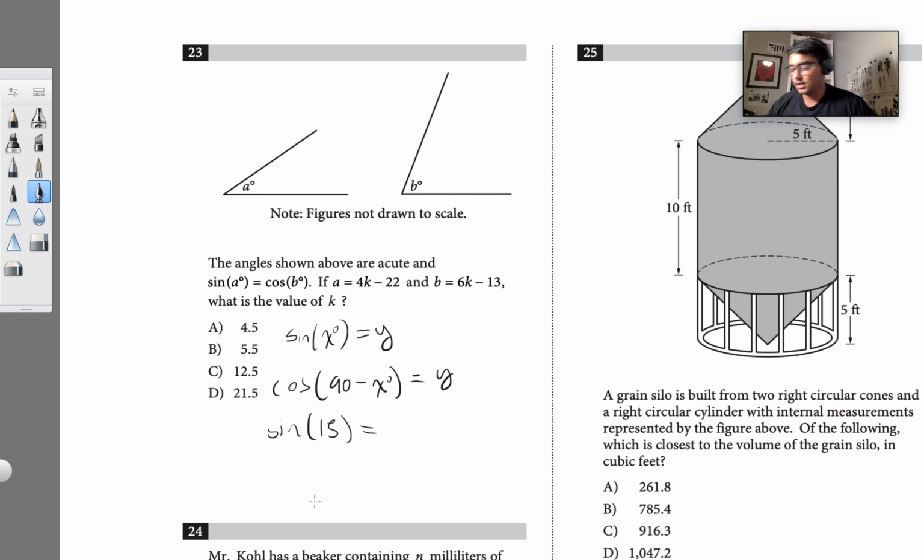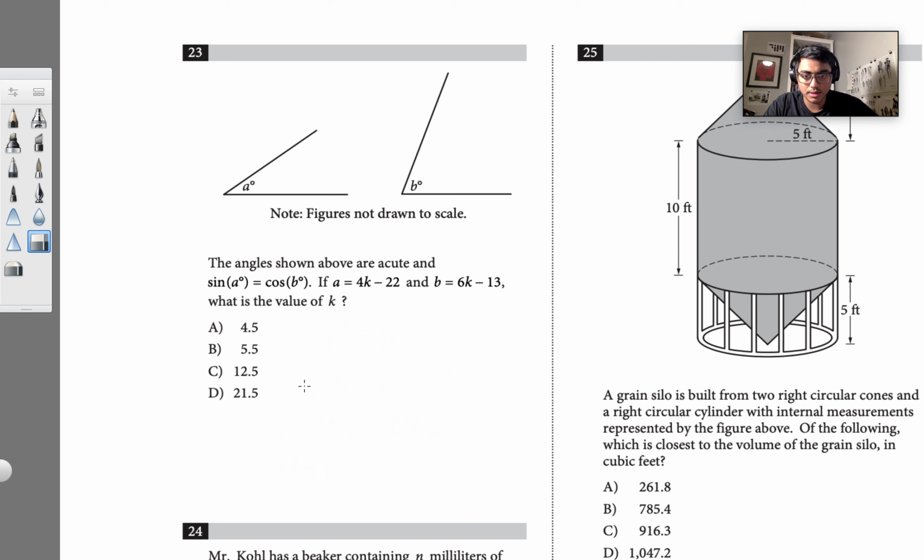actually let's figure out what sine 15 is. Sine 15 is equal to 0.26, then cos of 90 minus 15, which is equal to 75, is also equal to 0.26. So we can use that rule to help us answer this question.